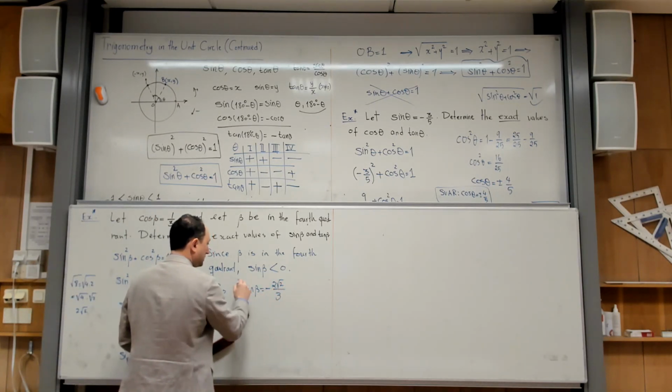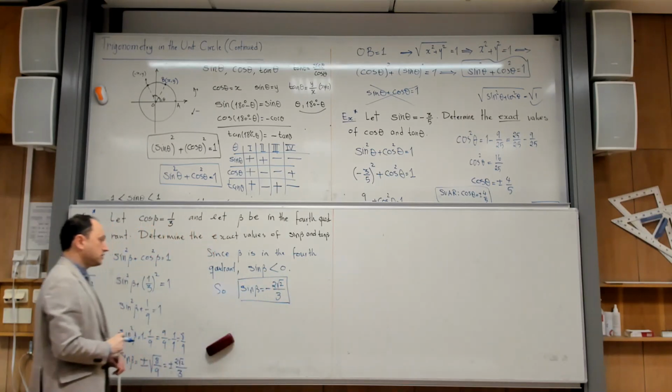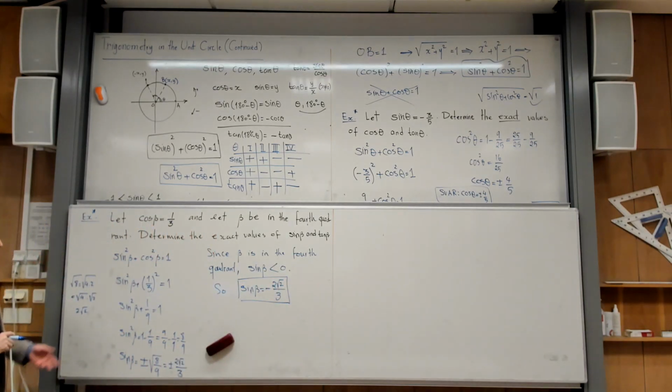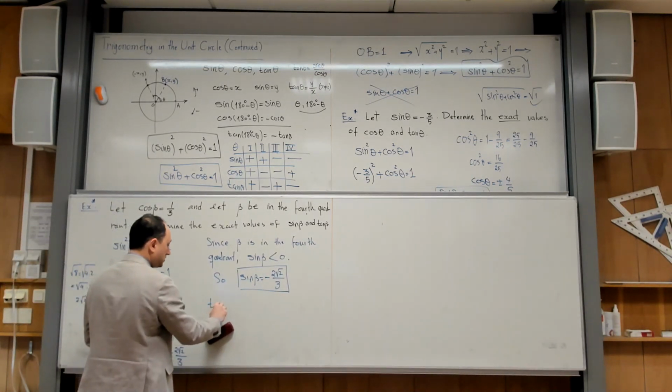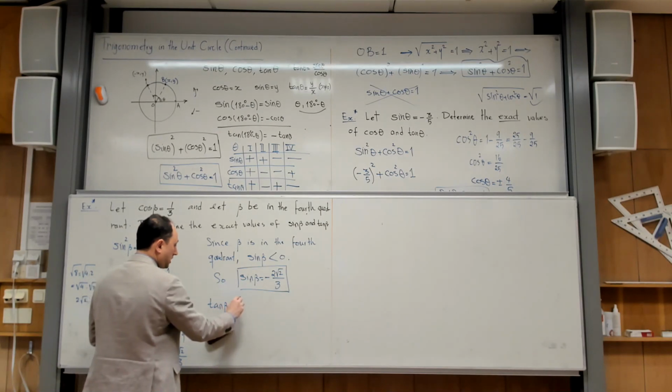So this is the partial answer for sine beta. But then the rest of it is clear, because I am supposed to find tangent beta. Tangent beta has a formula, has a relation with sine and cosine immediately.